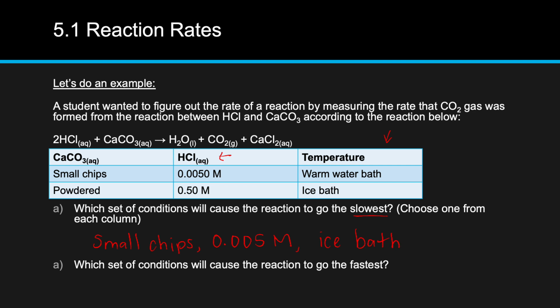Now for B, it says A, but I meant B. For B, which set of conditions will cause the reaction to go fastest? It will be the opposite of everything we just went over. So it would be powdered, because that would give us more surface area. Then it would be our higher concentration, because that means more particles of HCl are present to collide, which will speed up the reaction. And then we're going to choose our warm water bath, because that is going to increase the speed of our particles, which means they're going to collide with more energy.